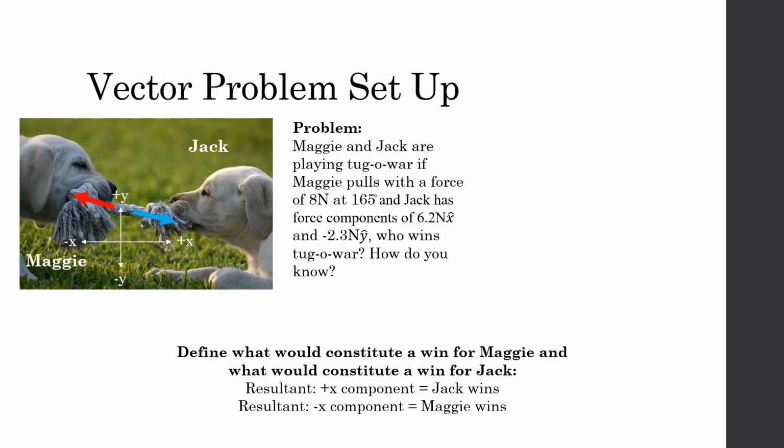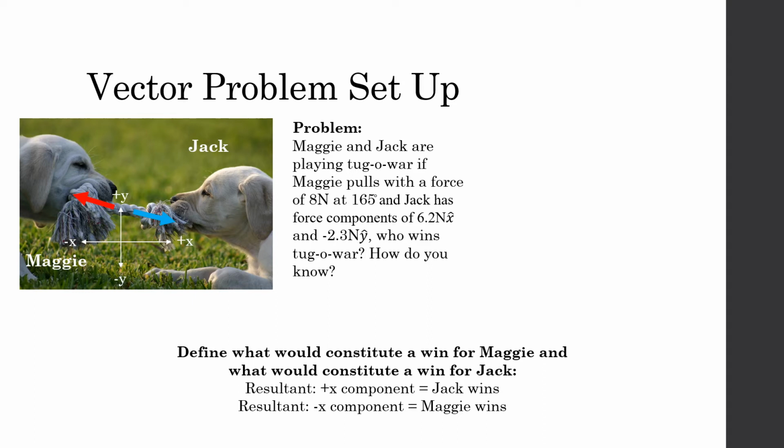So now I'm going to walk you through a quick example of a vector problem and show you how you might want to set it up. And so right here you can see we have Maggie and Jack. They're playing tug of war. And Maggie is pulling with a force of 8 newtons at 165 degrees, while Jack is pulling with force components 6.2 newtons in the positive x direction and negative 2.3 newtons in the negative y direction. Who wins tug of war, and how do you know?